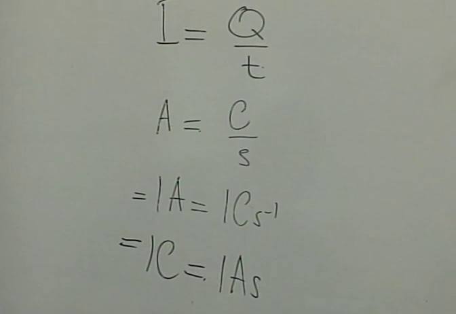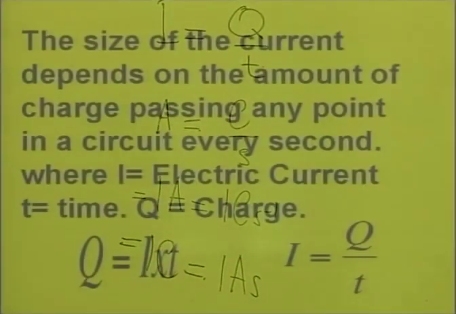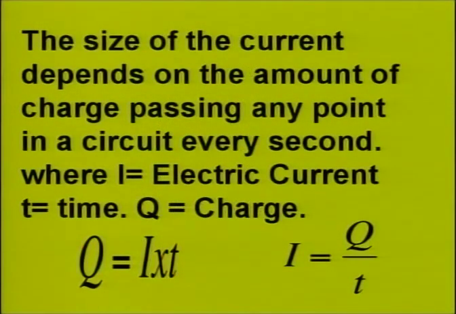I'll give you the next information. You find that the size of the current will depend on the amount of charge that is passing any point in a circuit every second. So where I stands for electric current and t for time, and then you have Q, which is for the charge.